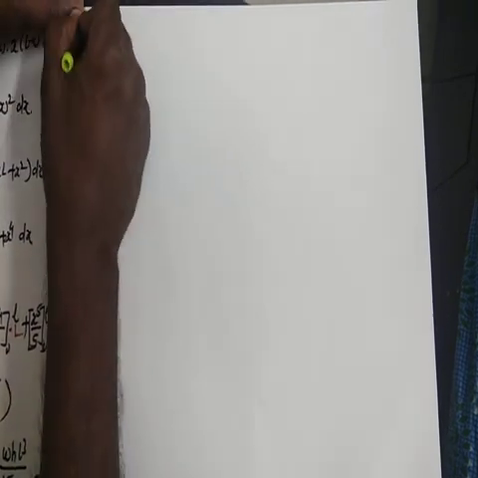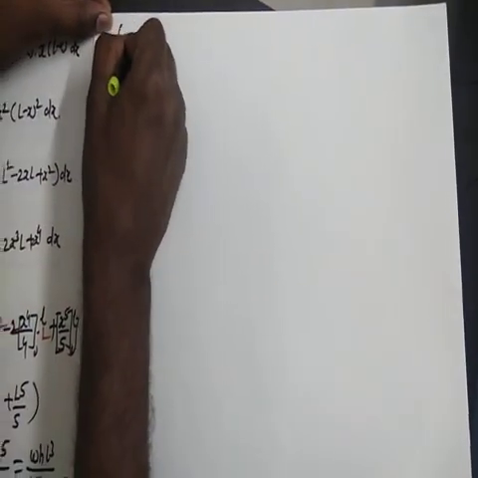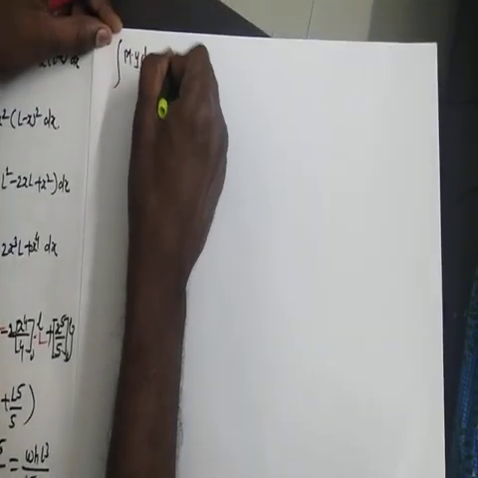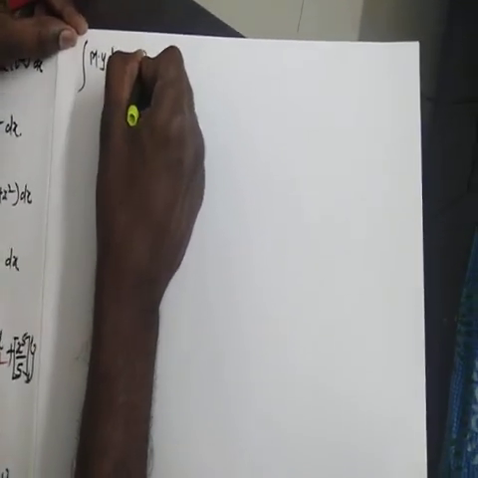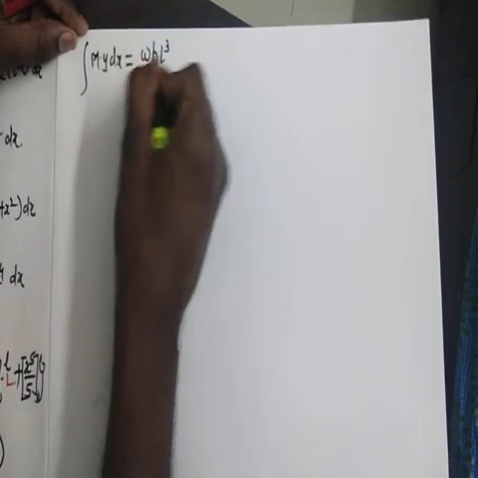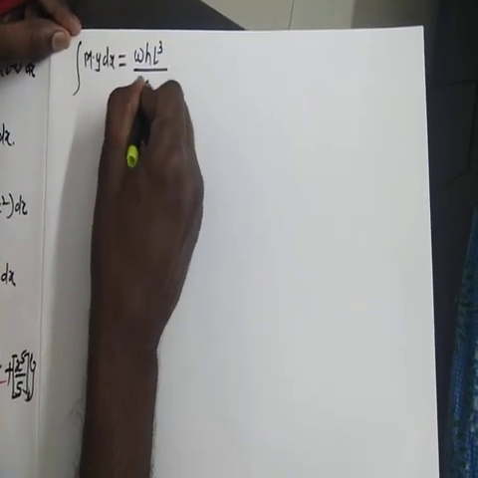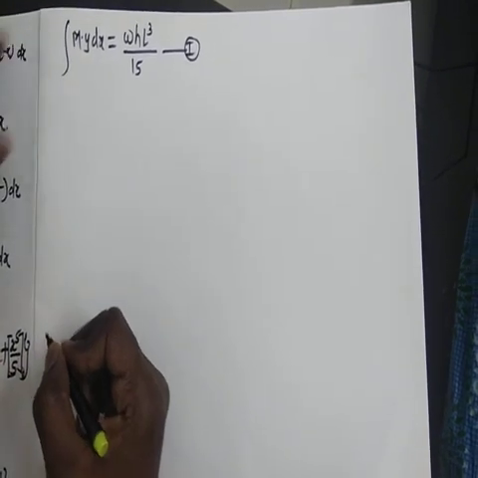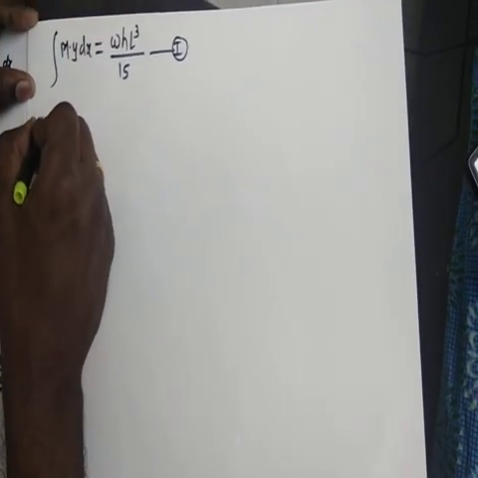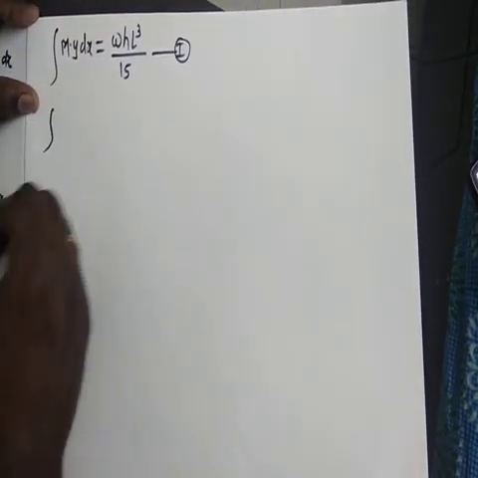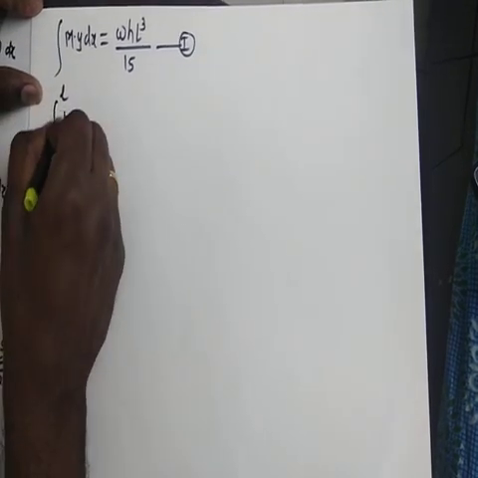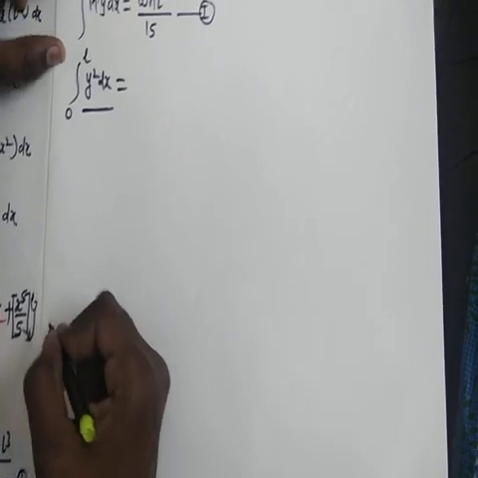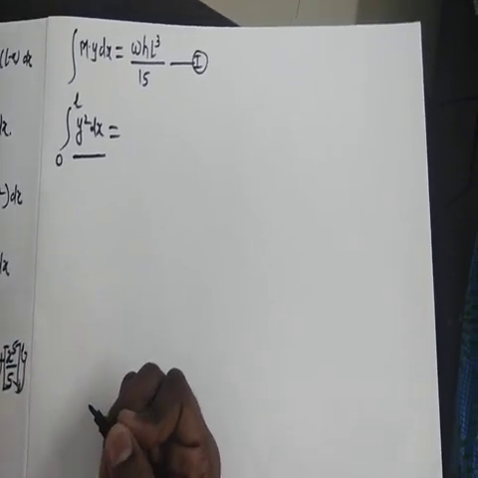So what we got, integration m y dx, after simplification, equation number 1, is equal to W H L cube by 15, that we have calculated. This is the numerator. Now for the denominator, we have to do integration 0 to L y square dx. This we have already covered in the first derivation, and the same thing we have to repeat.